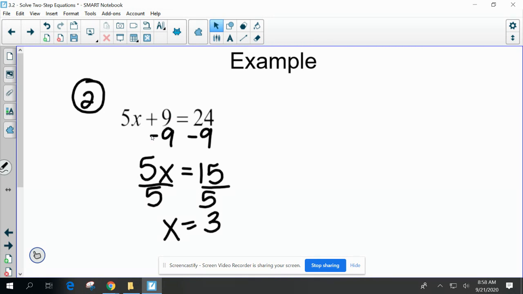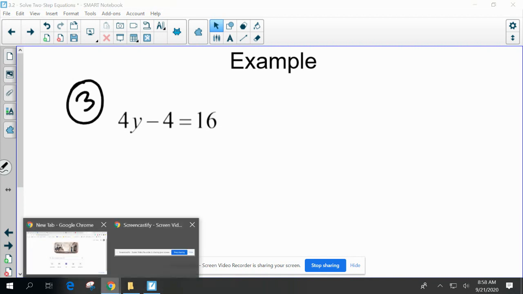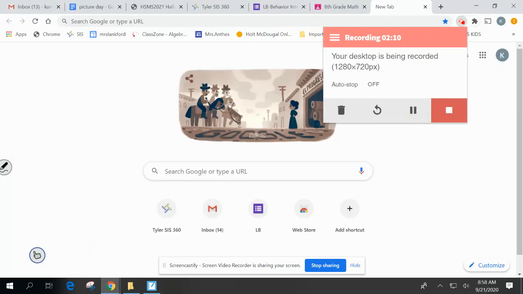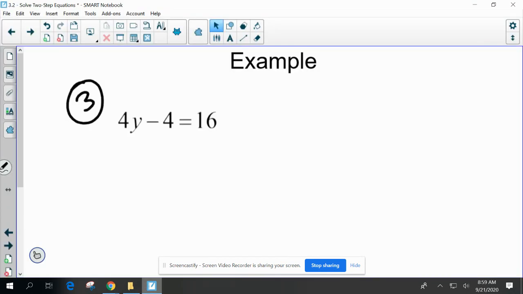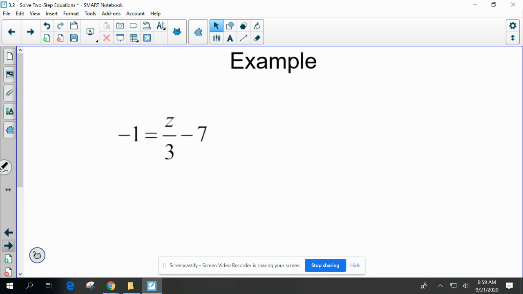Okay, I want you to try number 3. All right, so first thing I would add 4, and then I have 4y equals 20, and then divide by 4, and I'm left with y equals 5. Okay, number 4.